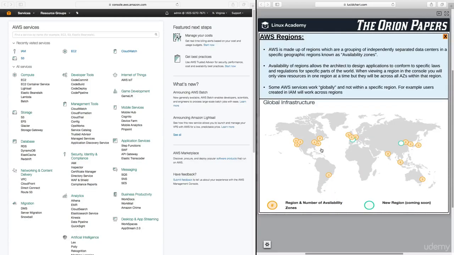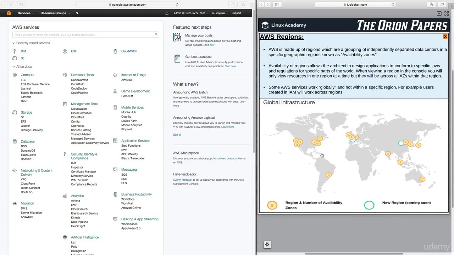AWS is made up of regions, which are a grouping of independently separated data centers in a specific geographical region, known as availability zones. Regions allow the architect to design applications to conform to specific laws and regulations for specific parts of the world. If we take a look at the map down here, this is a current map as of January 2017 of all of the availability zones and where they're located around the world.